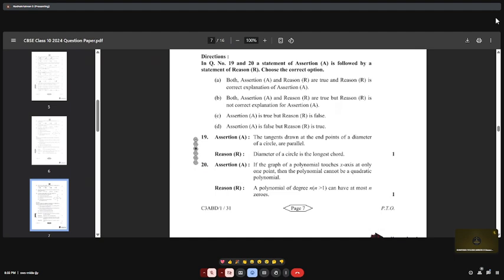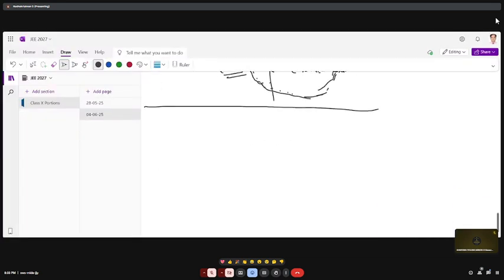So look at the assertion and reason and tell me which is true and which is false. The tangents drawn at the endpoints of the diameter of a circle are parallel. True or false? The tangents drawn at the endpoints of a diameter. Okay, so there is a circle. So there is a diameter. At the endpoints of a diameter, you draw a tangent. Will these two lines be parallel or not parallel? Parallel.